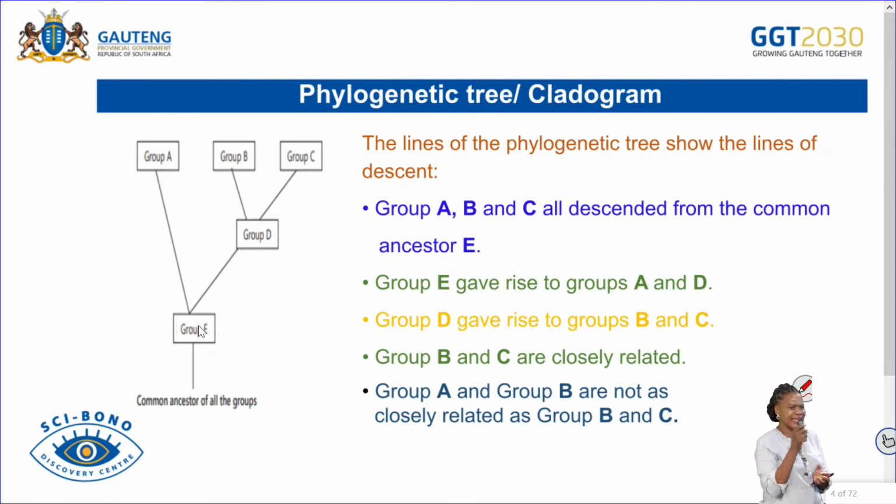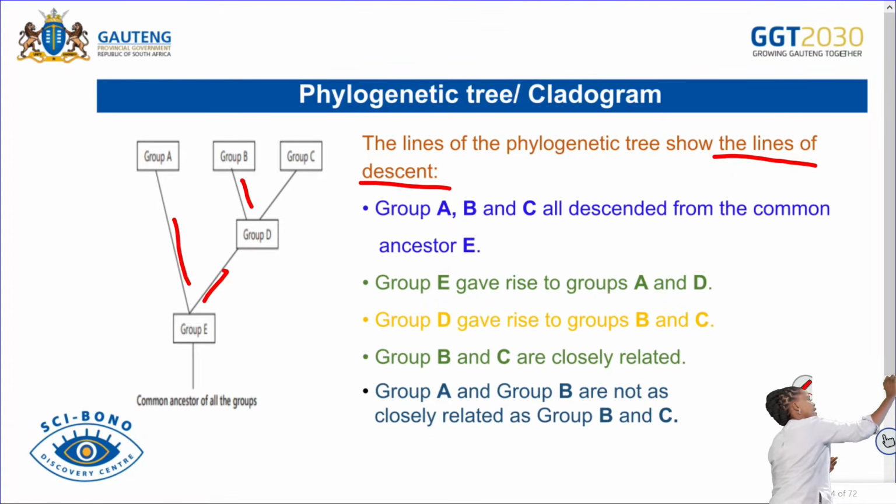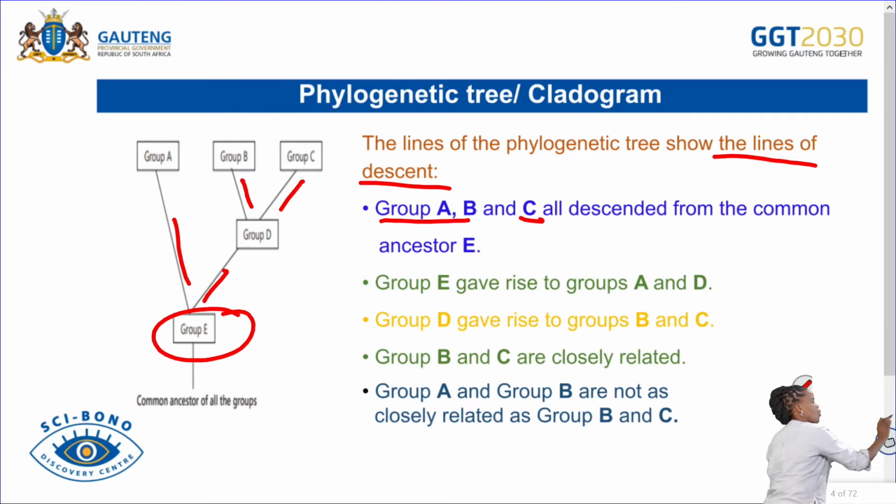Now, let us look into this example of a phylogenetic tree. The lines of the phylogenetic tree show the lines of descent. In other words, these lines are the lines of descendants. Now, let us look into this one. Groups A, B, and C are all the descendants of the common ancestor, which is group E.